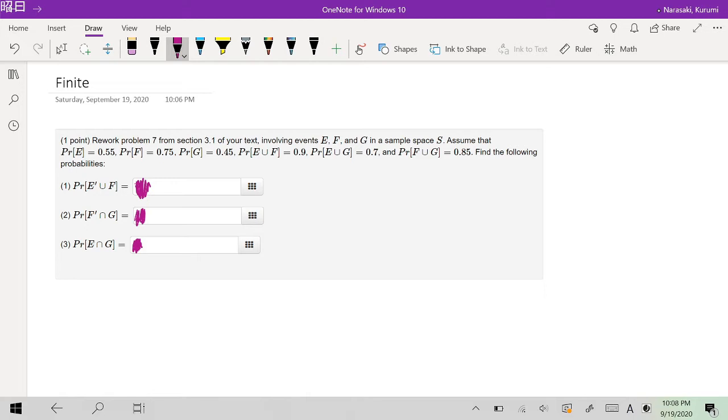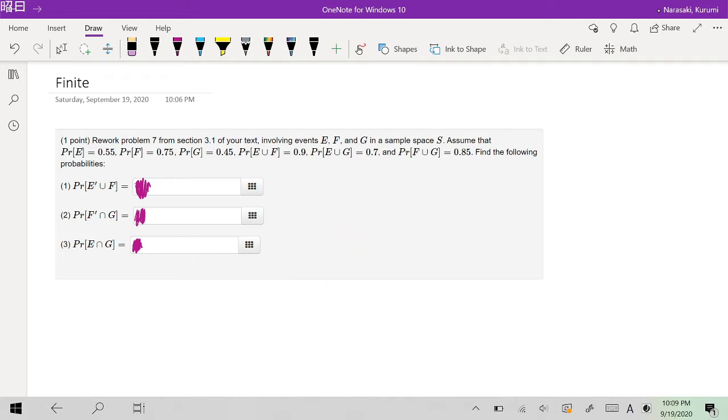So they give you events E, F, and G in a sample space S. Assume that P(E) is 0.55, P(F) is 0.75, P(G) is 0.45. The union of E and F, not the intersection, so if this is E and this is F, the whole thing is 0.9. And same thing for G, the union of E and G is 0.7. Find the following probabilities.